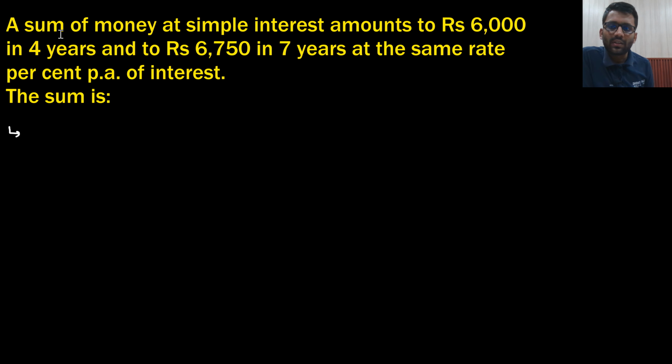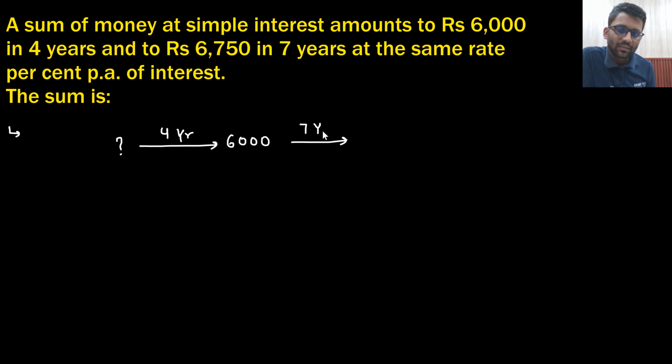So a sum of money at simple interest rate amounts to rupees 6,000 in 4 years and to rupees 6,750 in 7 years at the same rate per cent per annum of interest. What is the sum? Sum means amount, a certain amount. So you started from here, you don't know. After 4 years it is 6,000 rupees, and after 7 years it is 6,750, and they are talking about simple interest.